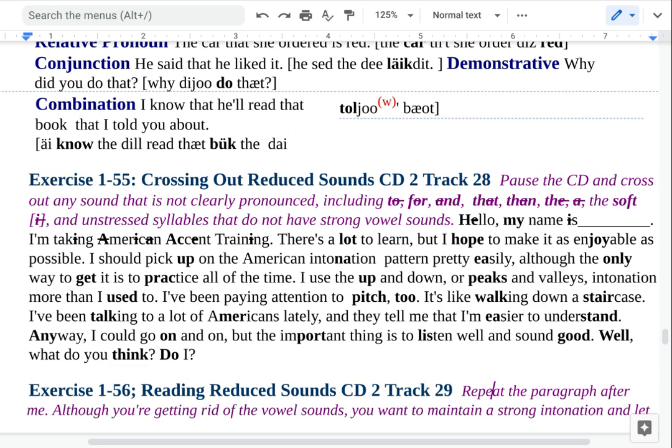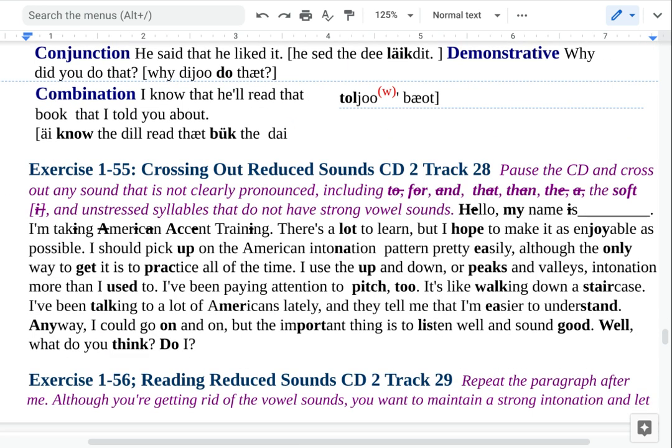Exercise 155. Crossing out reduced sounds. Pause the CD and cross out any sound that's not clearly pronounced, including to, for, and, that, then, the soft I, and unstressed syllables that do not have strong vowel sounds. Exercise 156. Reading reduced sounds. Repeat the paragraph after me.